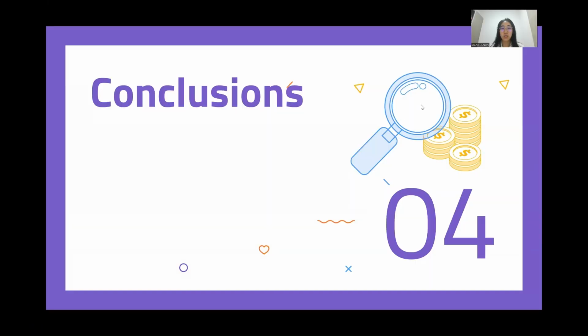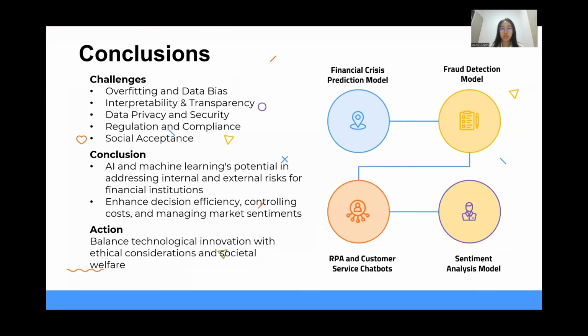Now, let's come to the conclusions. The analysis of SVB's collapse underscores the significance of AI and machine learning in navigating financial systems during crisis. We involved 4 machine learning models. The first one is financial crisis prediction model. We utilized 5 algorithms to predict bank crisis using historical data from 13 African countries.